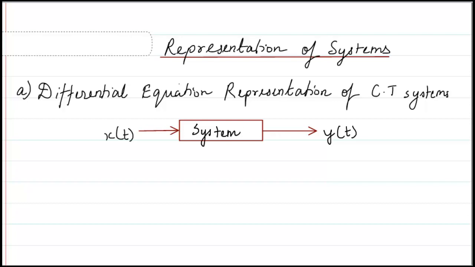Another method is to define it using an impulse response h of t. Here we are talking about the representation of a system using a differential equation, and that differential equation connects the input x of t and the output y of t. We have to remember that x of t is considered as the input and y of t as the output.